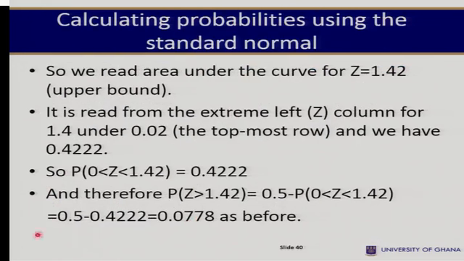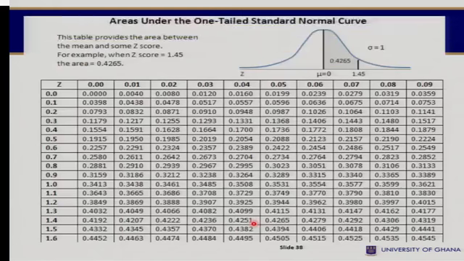It is 0.5 minus 0.4222, and it gives you the same answer, 0.0778, as before. So irrespective of whether you are using the first table I introduced you to or this other table called the half table, you can calculate the probabilities appropriately.